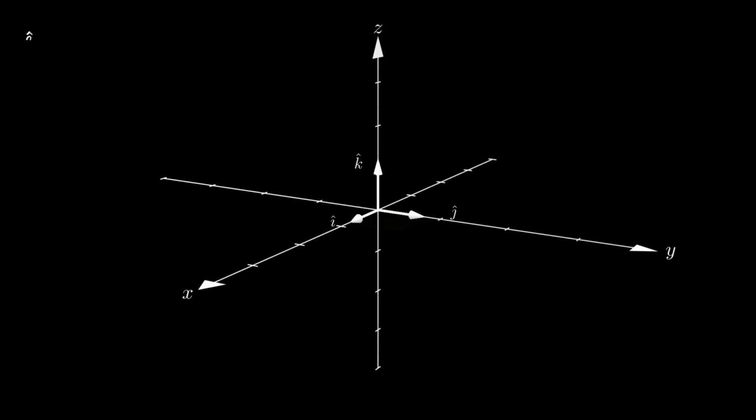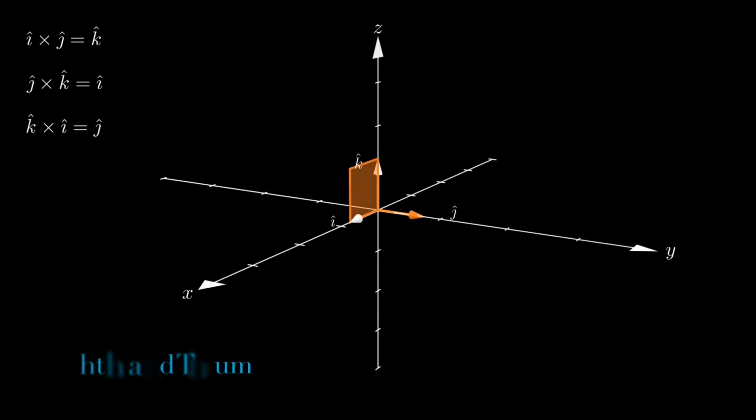i hat cross j hat points along k hat, magnitude corresponding to the yellow parallelogram in the xy plane. j hat cross k hat gives i hat, seen with the teal parallelogram in the yz plane, and k hat cross i hat gives j hat, shown via the orange parallelogram in the zx plane. This cycle follows the right hand rule, curling from the first to the second gives the third vector.